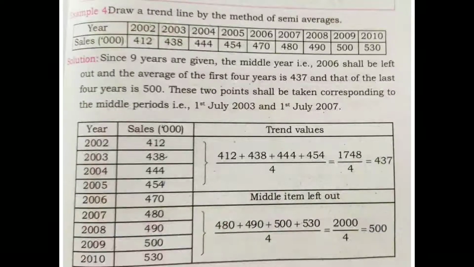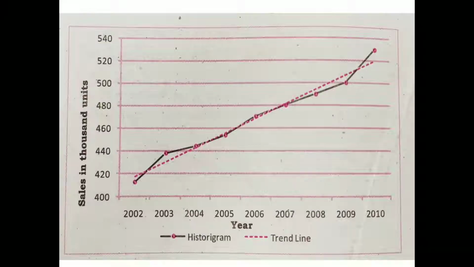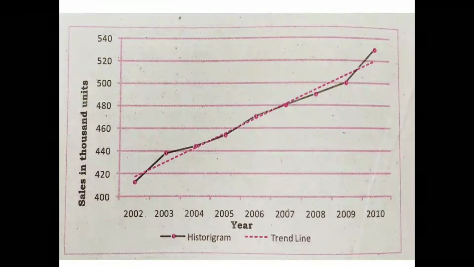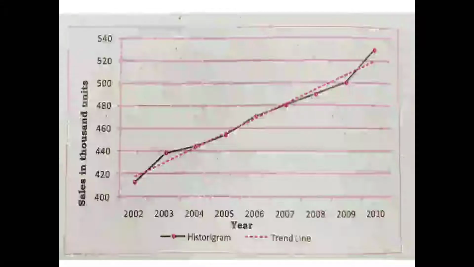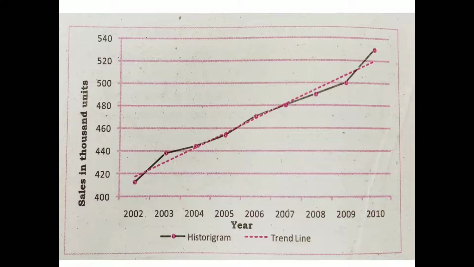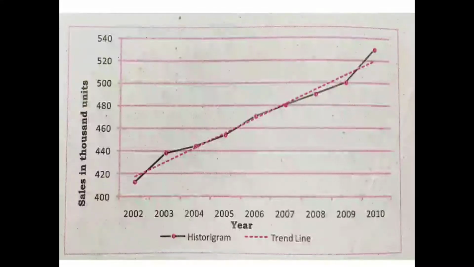Next is plotting of the graph. You see the graph. In this graph you need to plot years on the horizontal axis and sales in 1000 units on the vertical axis. Then draw the histogram. After that you draw the trend line.